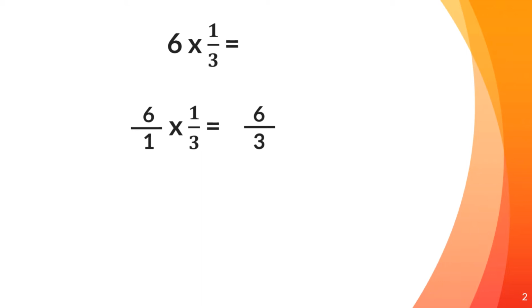How many 3s will you get from 6? And that is 2. Okay, so 6 divided by 3 equals 2. And that is the final answer. So 6 times 1/3 equals 2.